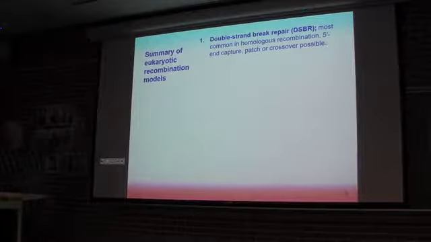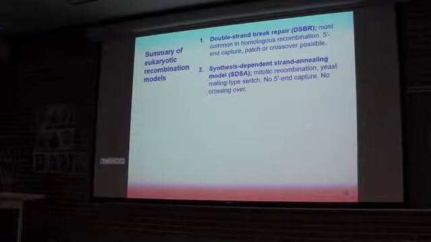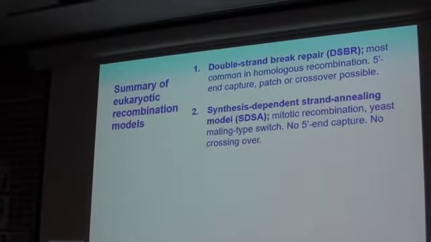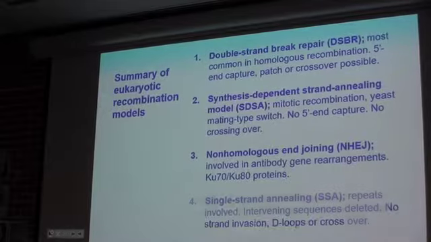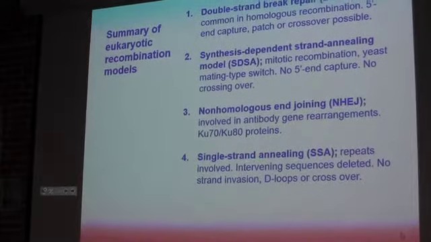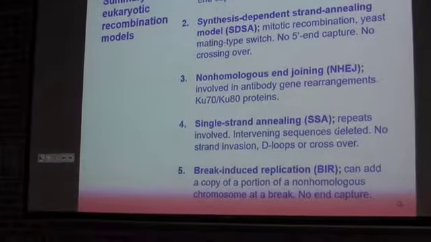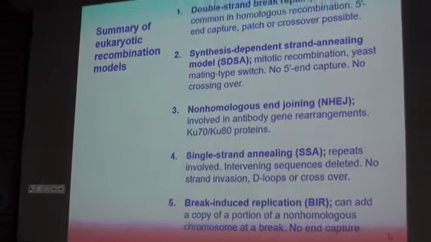Double strand break repair. That was the first one, most complete, most steps. Synthesis dependent: no 5' end capture, no crossing over. Non-homologous end joining, that's pretty easy. You've got Ku and Ku. Single strand annealing involves repeats, and you remove the intervening sequences, no D loop. Break-induced replication is where you copy a portion of a non-homologous chromosome.